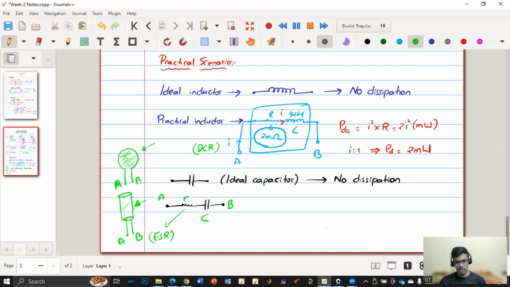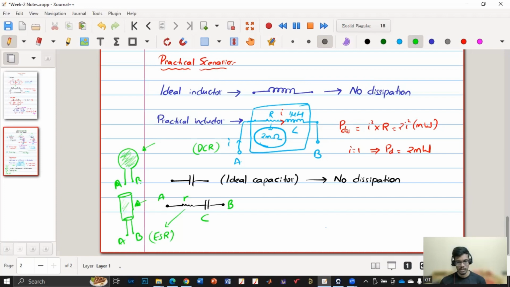But within those two terminals, along with the capacitor, there is some parasitic resistance that is also coming, and it is just part of any practical capacitor. Maybe that resistor could be low. Maybe it is somewhat high, depending upon what capacitor you are buying. So it may be from a few milliohm to a few ohms. That again depends upon what type of capacitor.